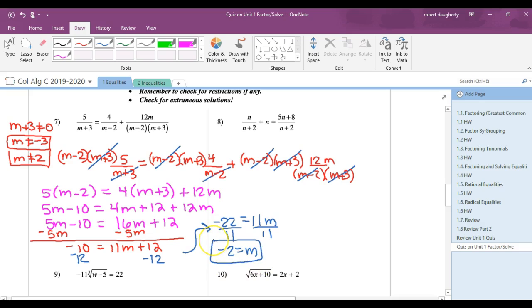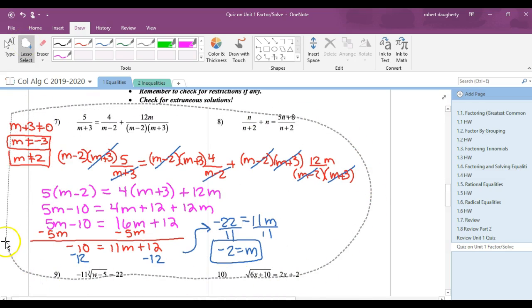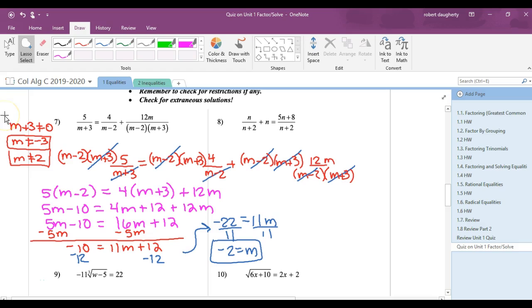Does that violate my exclusion? No, m cannot be 2. It's okay to be negative 2. Okay? So that's the way that one worked out. Let's see if I need to make this a little bit smaller so I have room to work.